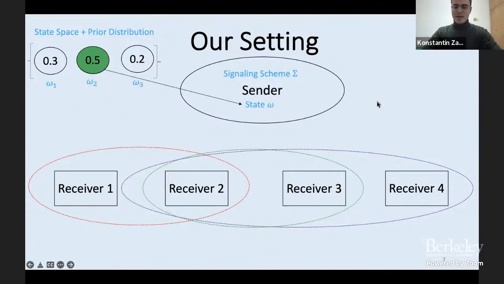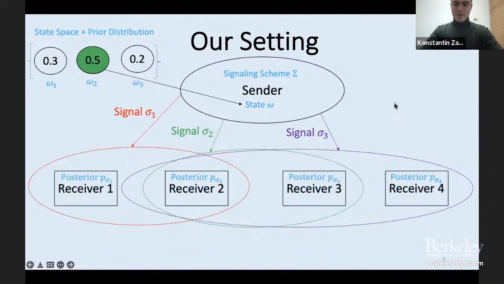Upon receiving the state, the true state, together with the signaling scheme, specify the signals the sender transmits through all the channels. And each receiver observes the signals which are sent through the relevant communication channels. So, for example, here, receiver 1 observes only sigma 1, while receiver 2 observes all the 3 signals.